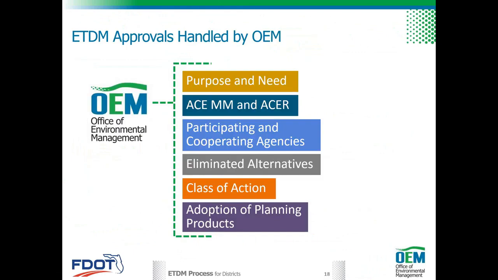ETDM approvals are handled by OEM. The OEM staff review the following items and provide information and approval on purpose and need, the methodology memorandum for the alternative corridor evaluation, referred to as ACE, and the ACER, which we'll talk a little bit more about in a minute, eliminated alternatives, participating and cooperating agencies, the class of action, and the adoption of planning products.